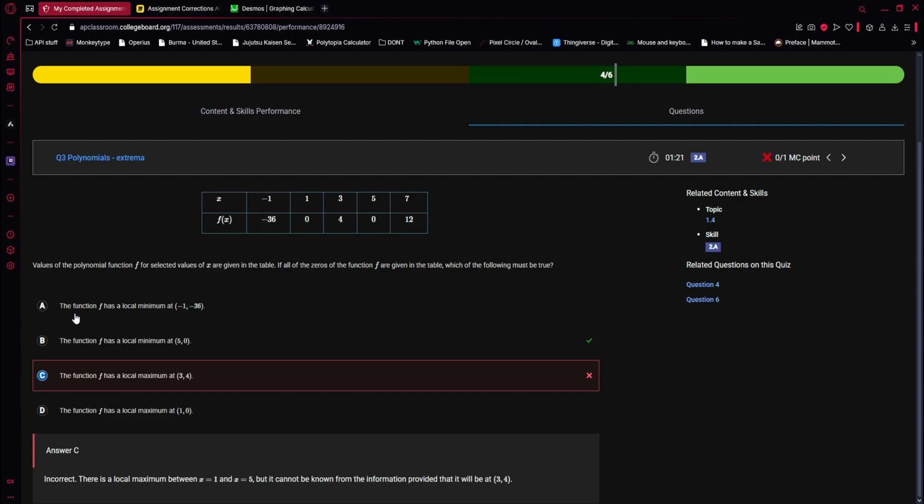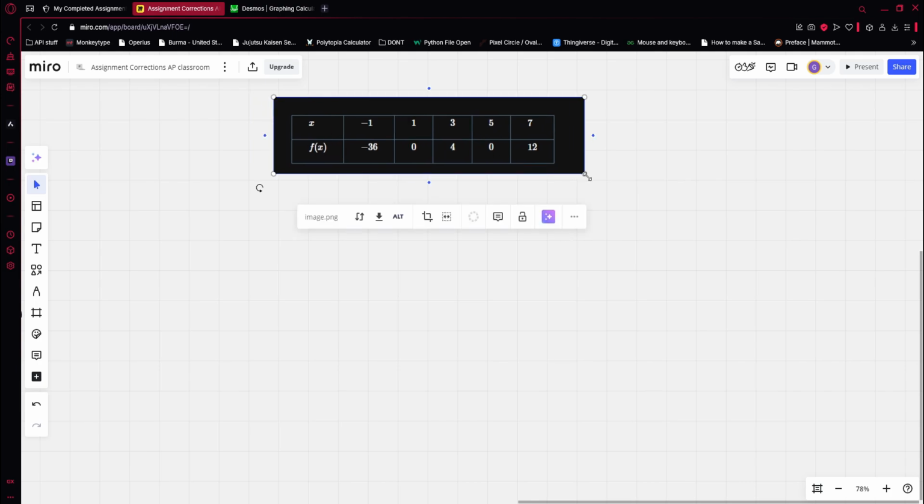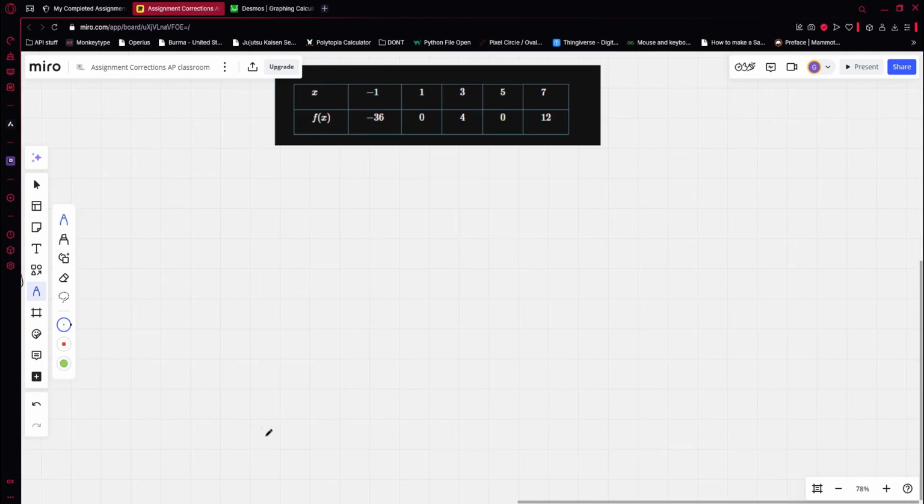So let's read through our answer choices. Function f has local minimum, minimum, maximum, maximum. Okay, so we're looking for local minimums or maximums. That is what we're keeping in our brain, right? So let's draw this out. Let me bring this into our workspace here, like so. So we're starting really low, negative 36, and as we're going up, we get to 0, and then we get to 4, and we go back down to 0, and then we go up to 12, right? And remember, this is 0, and this is 0, so that we have our x-axis right here.